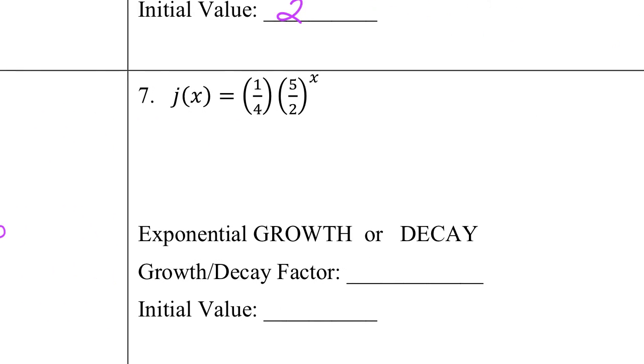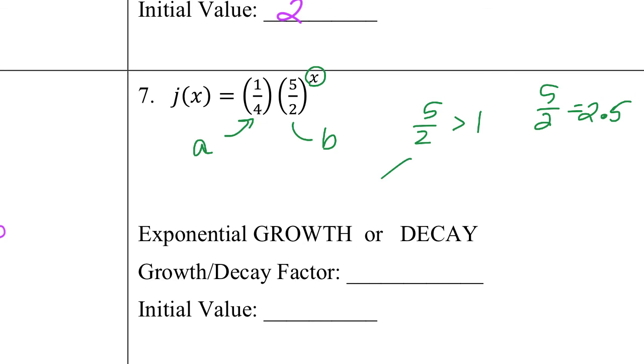Number 7, j of x equals 1/4 times 5/2 to the x. So 1/4 is in the a spot. 5/2 is b because it's attached to your exponent. So 5/2, well, that's greater than 1. Just because it's a fraction doesn't mean it's smaller than 1. 5/2 is actually 2.5. So that's larger than 1, which means it's exponential growth. The growth or decay factor is the 5/2. And the initial value is your a, which in this case is 1/4.